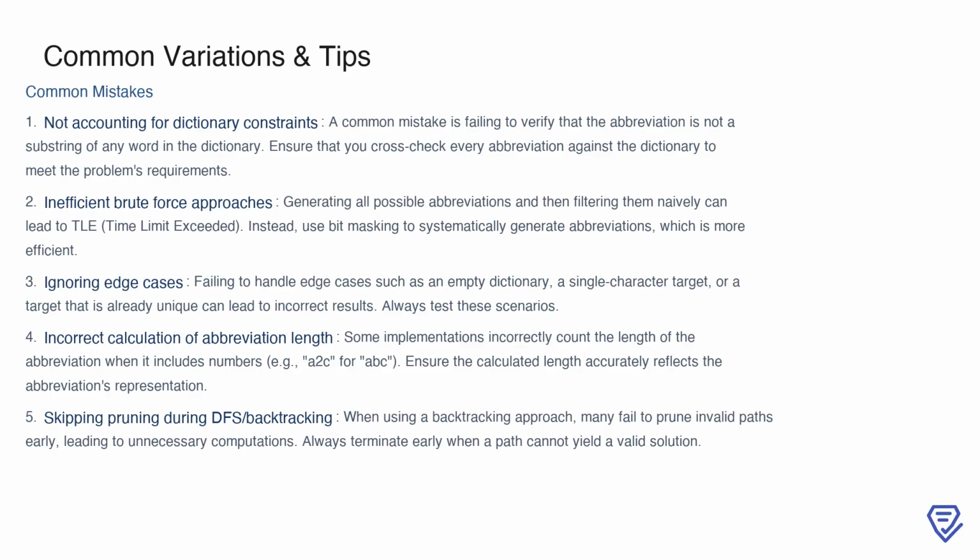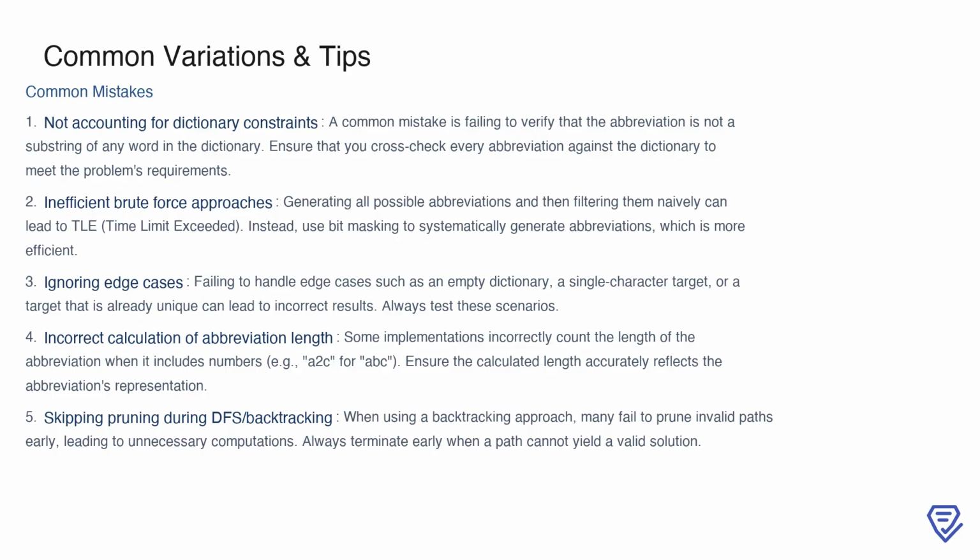Edge cases are another area where mistakes often occur. Scenarios like an empty dictionary, a single character target, or cases where the target word is already unique need special attention, as missing these can result in incorrect outputs. Additionally, some solutions fail to correctly calculate the length of an abbreviation, especially when it includes numbers representing character groups. For example, A2C4ABC should be counted as length 3, but errors here can lead to invalid results. Lastly, skipping pruning during DFS or backtracking is another key mistake. If you don't terminate invalid paths early, you'll waste time on unnecessary computations, so effective pruning is essential to improving efficiency.